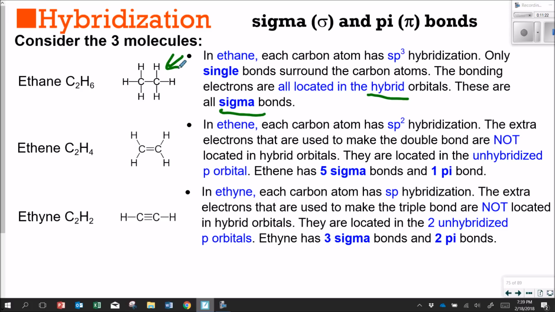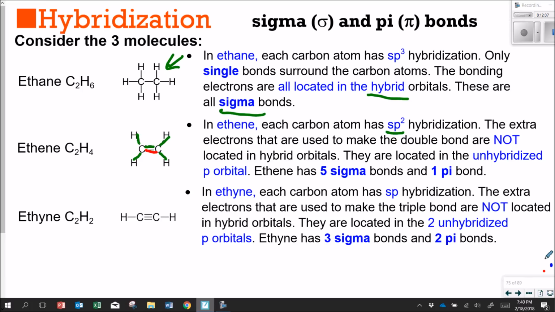In ethene, each carbon atom has sp2 hybridization, and the extra electrons that are used to make the double bond are not located in the hybrid orbitals, but they are in the unhybridized p orbital. Ethene has 5 sigma bonds and 1 pi bond. Let's see. 1, 2, 3, 4, 5 sigma bonds, and the double bond makes 1 pi bond.